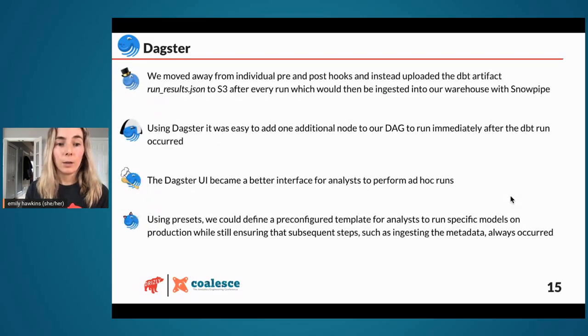With Dagster, we were able to remove those pre and post hooks from our project, remove those macros, and instead we just added one extra step after our DBT run to ingest this run results JSON file into S3. And we used Snowflake, so we were able to set up a Snowpipe, which would then ingest this data into Snowflake.